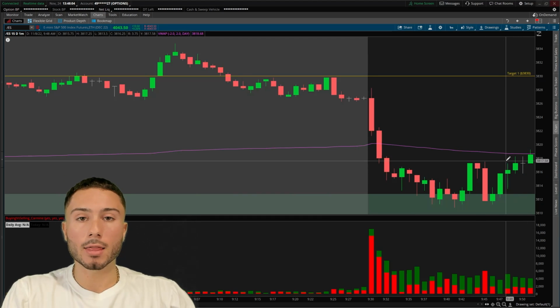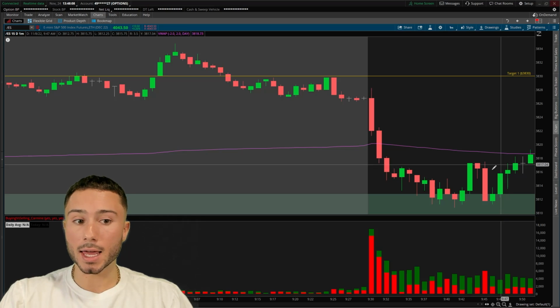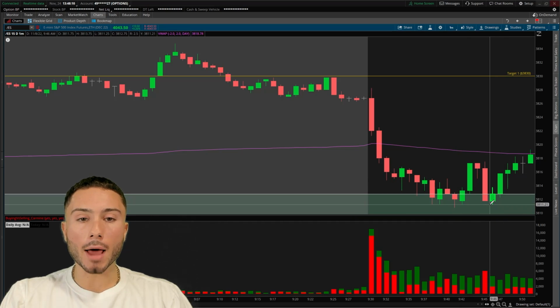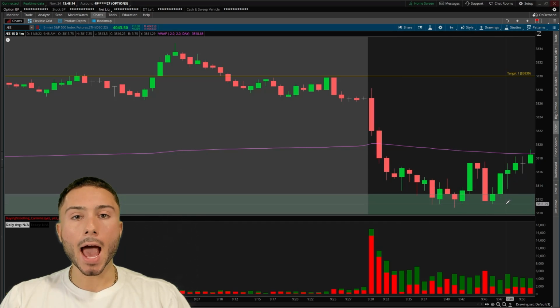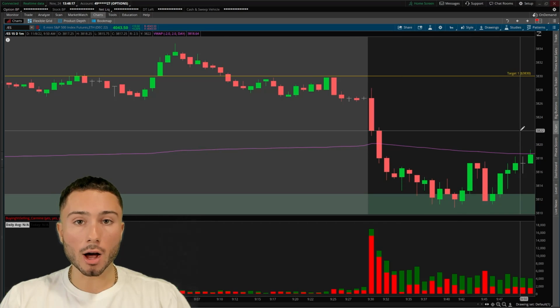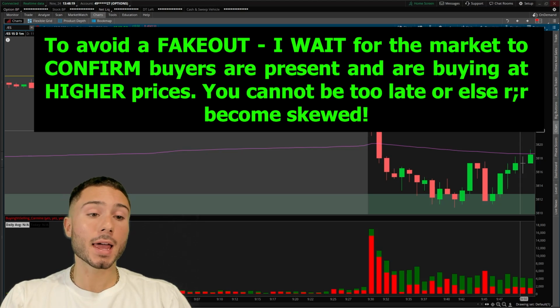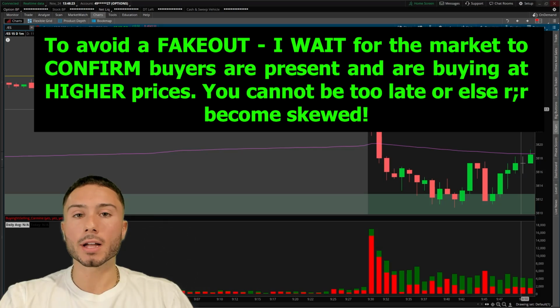So I come up with my levels and I wait for one side of the micro structure intraday. We formed a double bottom, a higher low after a consolidation range, and now I have to wait for the market to start moving up, indicating buyers are buying as we move up. Then I could take the market long and have my targets above price.